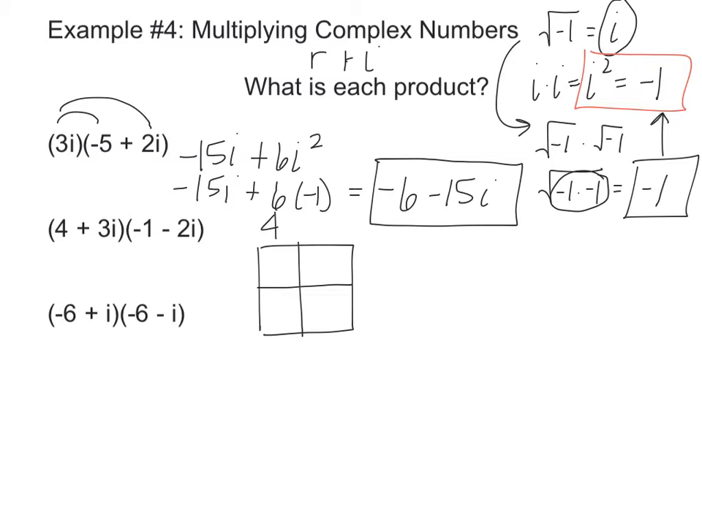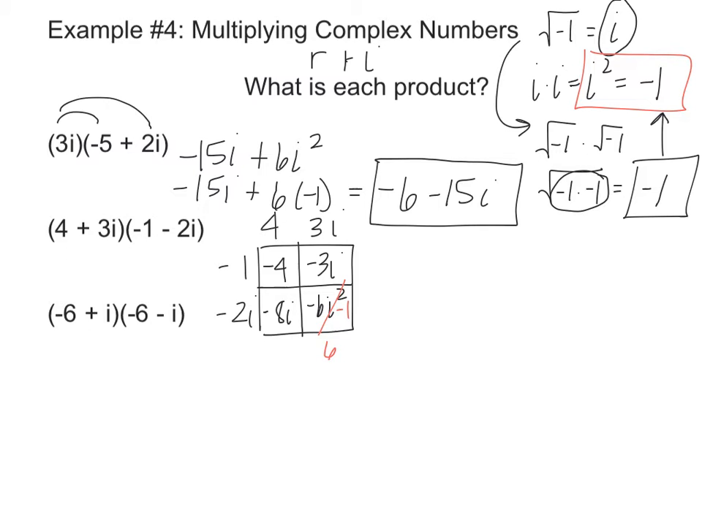So we have 4 and 3i, and then we have -1 and -2i. So in this first box, that gives us -4, and the one below it gives us -8i. In the upper right hand corner, that gives us -3i, but then the lower box gives us, well, 3 times -2 is -6, and i times i is i squared. All right, so remember, i squared is the same thing as -1. So really this is -6 times -1, which really equals +6.